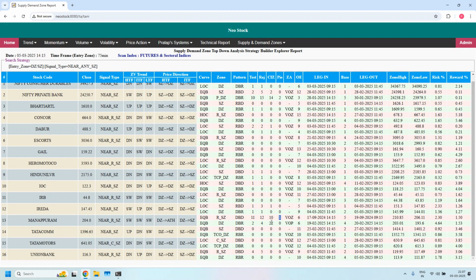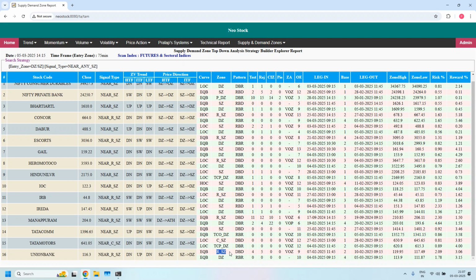Manappuram is pierced, we can't use it for high liquidity zone strategy. Tata Motors is having a 75 minutes high liquidity supply zone. It is also having a high liquidity demand zone. Sometimes either side we may get opportunities. And Union Bank is having a 75 minutes high liquidity supply zone.